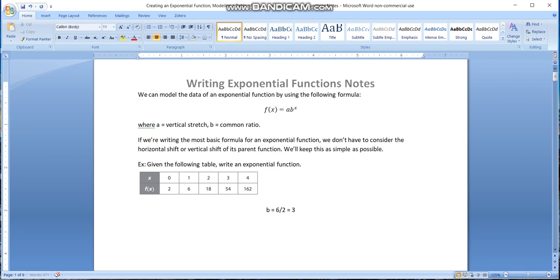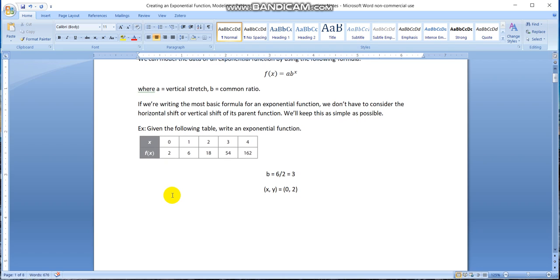Okay, so next what we need to do is we need to consider an xy value. So if I want to consider just any xy value, I'm just going to choose the first one. So I'm just going to choose x comma y, and that's going to be 0 comma 2. Okay, so next, in order to create the generic formula for this, we need to plug in some values.